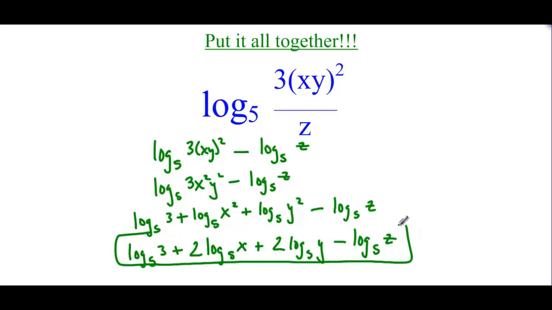Every single log is log with the base, and I have just a single variable here, either a variable or a number. All of my exponents are written out front. You can always do a check, try to condense this, and see if you get back to the original.